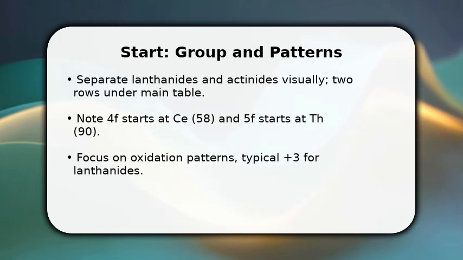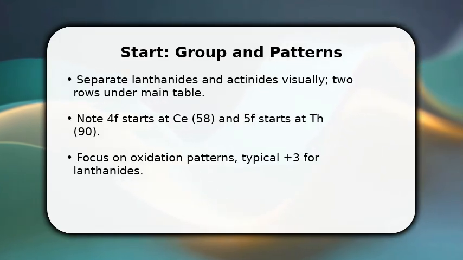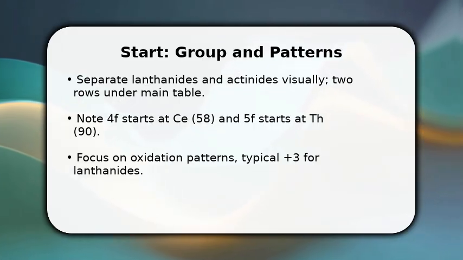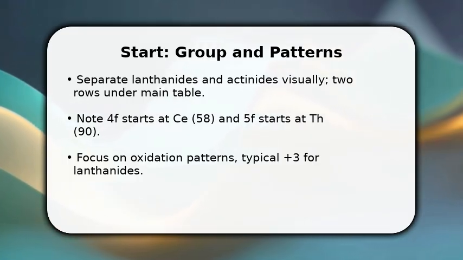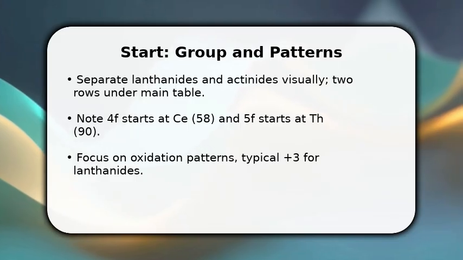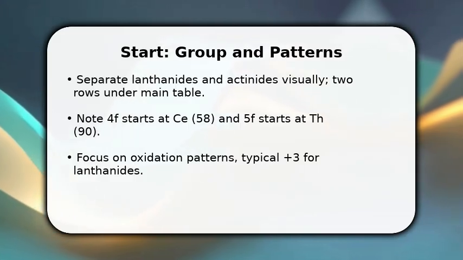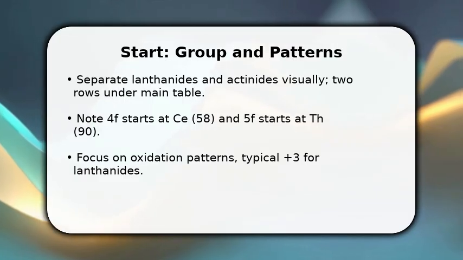Enjoy the video. You begin by grouping the F block into lanthanides and actinides so your brain has two clear buckets. Once done, memorize starting points. 4F begins at cerium, element 58, and 5F at thorium, 90. You should also learn the dominant oxidation state. Lanthanides favor +3, because that regularity reduces memorization load.